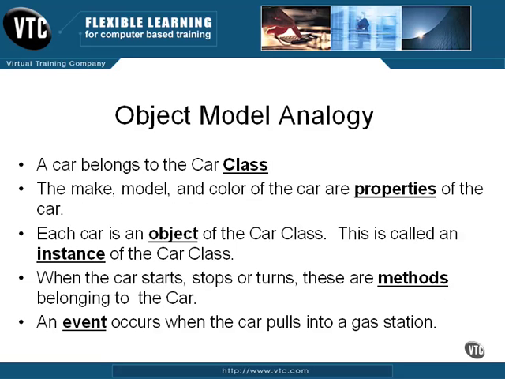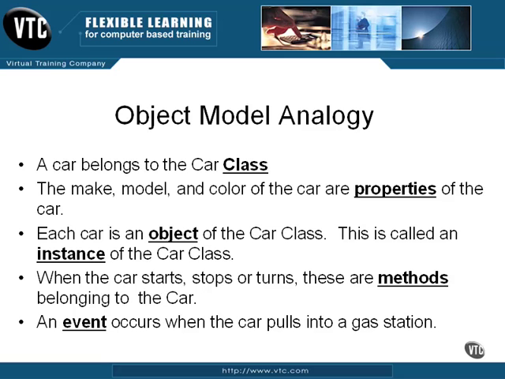An analogy that might help put this together in your mind is to think of a car that belongs to a class called car. So therefore we have a class called the car class. The make, model, and color of the car can be considered properties of the car. Each car is an object of the car class. This is called an instance of the car class. So think of the car that you drive. That is an instance of the larger class of cars.